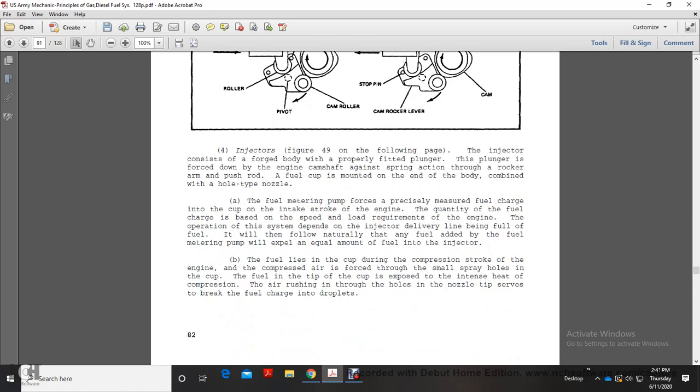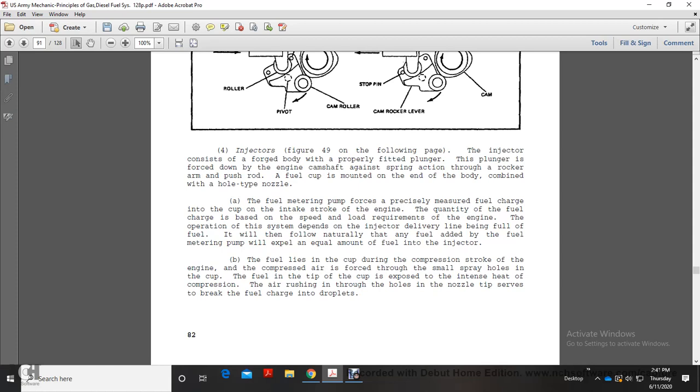Alright, injectors, figure 49 on the following page. The injector consists of a forged body with a properly fitted plunger. The plunger is forced down by the engine camshaft against spring action through a rocker arm and push rod. A fuel cup is bound to the end of the body, combined with a hole type nozzle. The fuel metering pump forces a precisely measured fuel charge into the cup on the intake stroke of the engine, and the quantity of the fuel charge is based on the speed and load requirements of the engine.